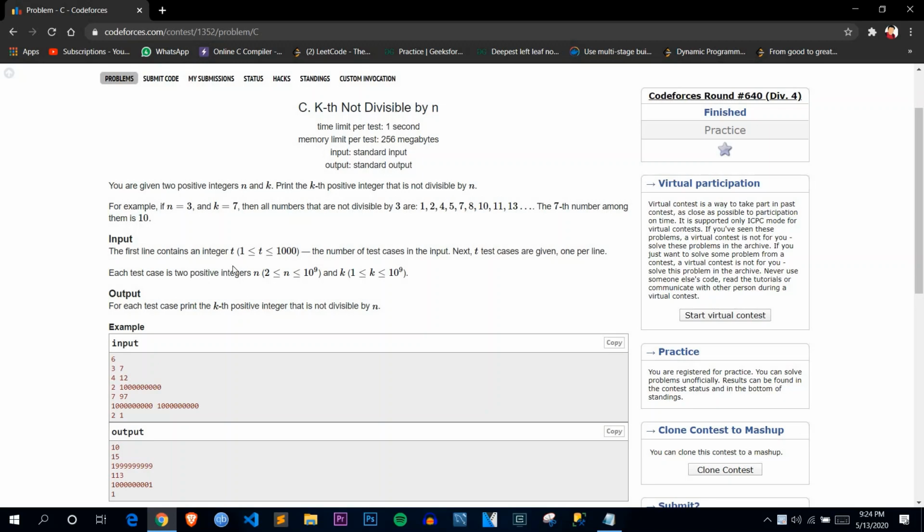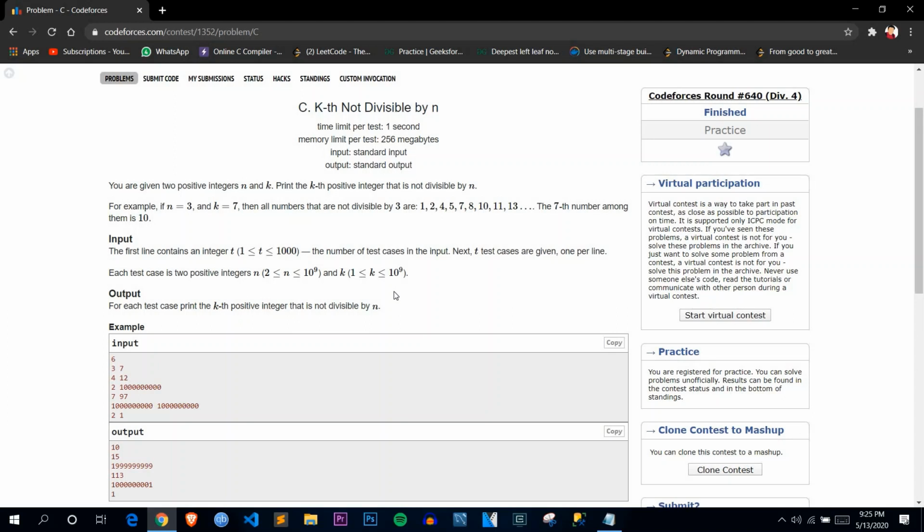So this might seem like a very simple problem. The brute force solution would be going through all the terms, and if the term is not divisible by n, increasing a counter, and if the counter is equal to k, then we print it. But that would not be accepted here because the constraints are very huge. The k and n both could reach 10 to the power 9 in the worst case, so a big O of n solution would not be accepted.